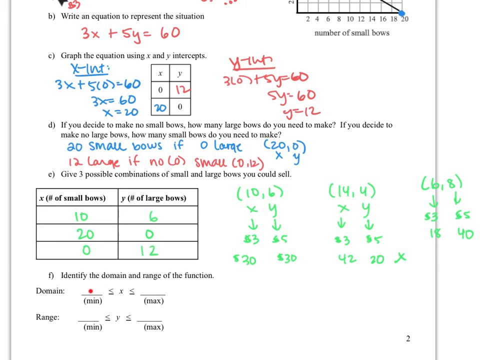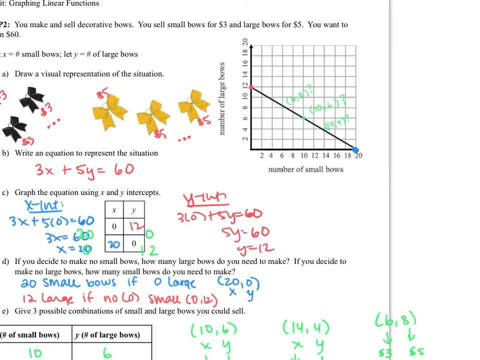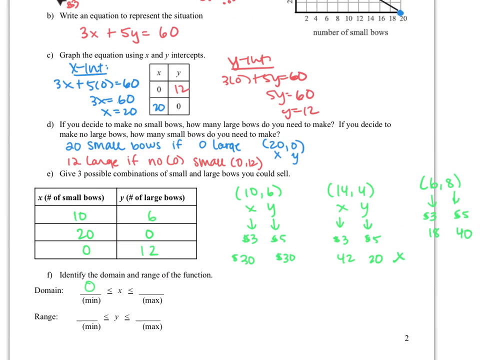On the left side, we're going to have our minimum number, and on the right side, we're going to have our maximum number. So the minimum number of small bows that we could make is 0. The maximum, if I go back to my graph, would be how far to the right my graph extends. And I'm going to make the maximum number of small bows when I don't make any large bows. So that number is going to be 20. And so that's telling my reader that I could expect to make anywhere between 0 and 20 small bows. It can't be less than 0. It can't be more than 20.